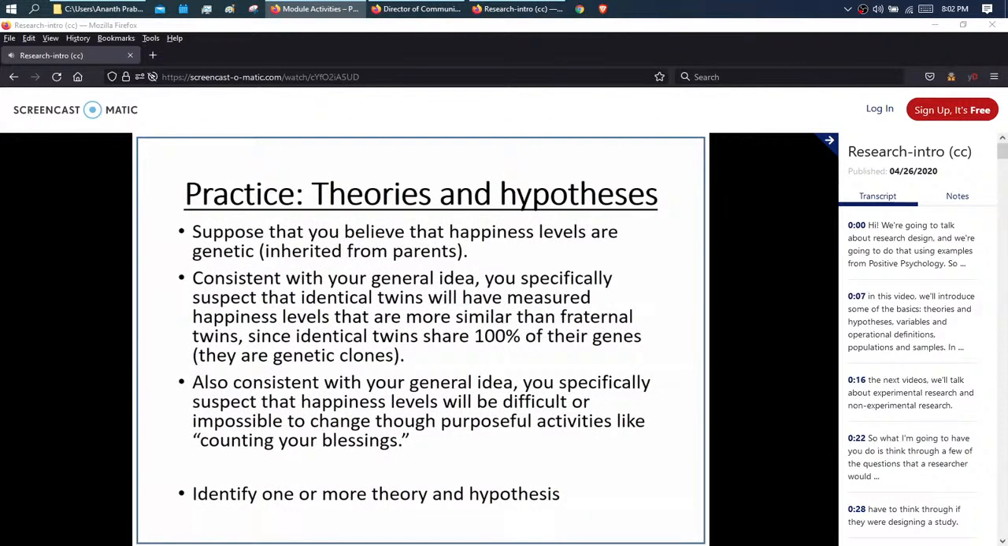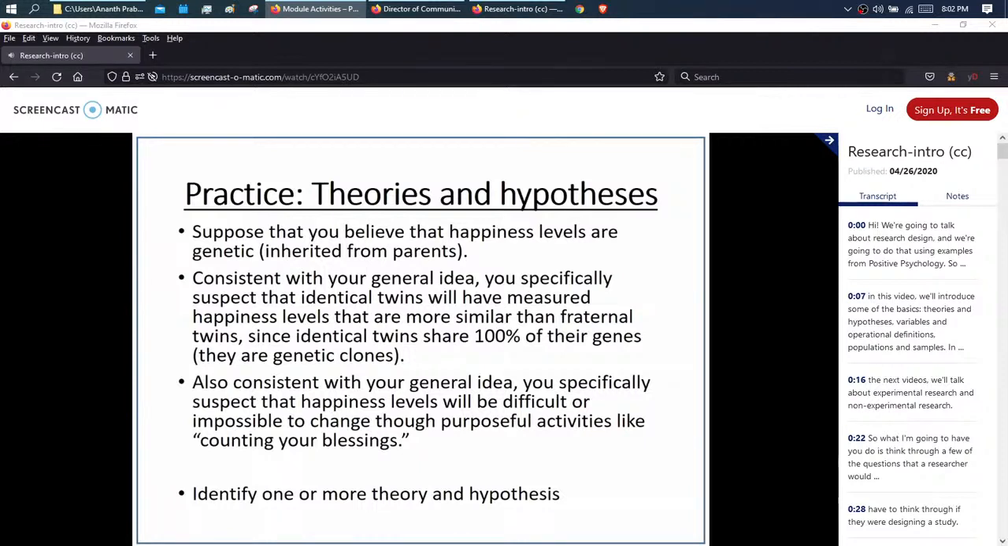So here's an example. Suppose that you believe that happiness levels are genetic. You inherit them from your parents. Well, consistent with your general idea, you specifically suspect that identical twins will have measured happiness levels that are more similar than fraternal twins, since identical twins share 100% of their genes. They're genetic clones. In other words, if you believe that happiness is genetic, then people who have the same genes should also have the same levels of happiness.